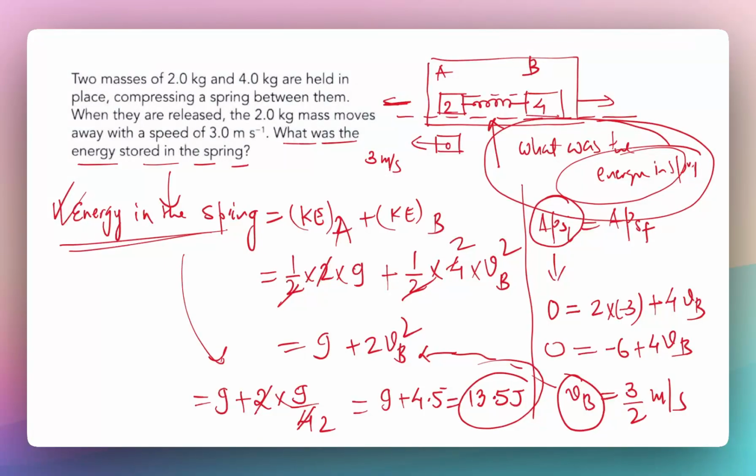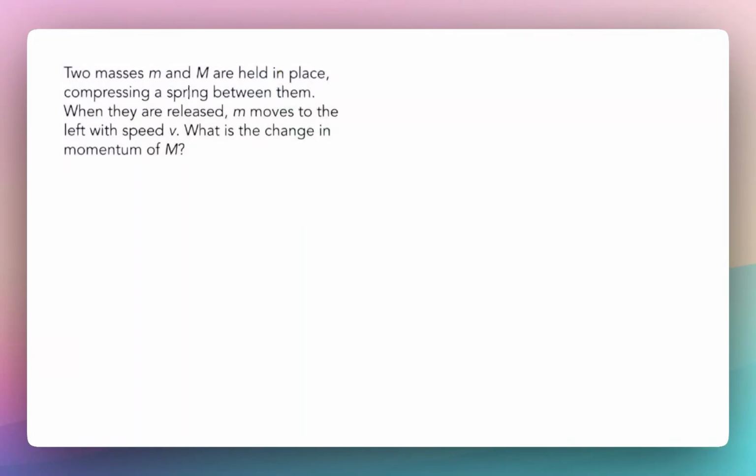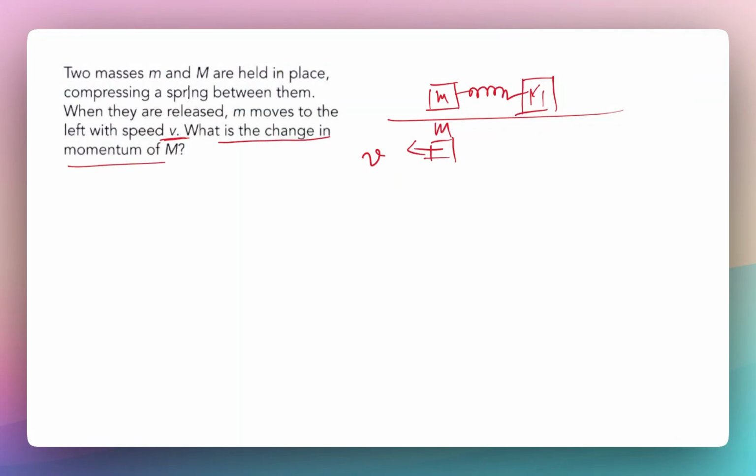So let's look at another one very quickly in this video itself. So there are two masses M and M held in place, compressed by a spring between them. So very similar situation to the last question. When they are released, the small m moves to the left. So now when the spring is cut, basically this m moves towards the left with a velocity v. What is the change in momentum of capital M?